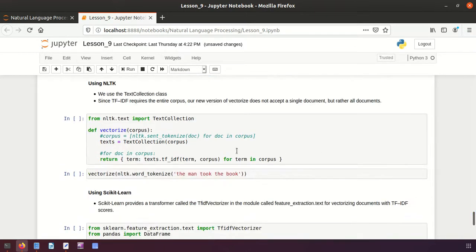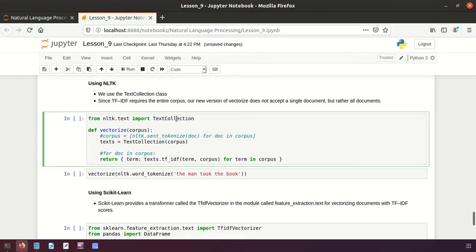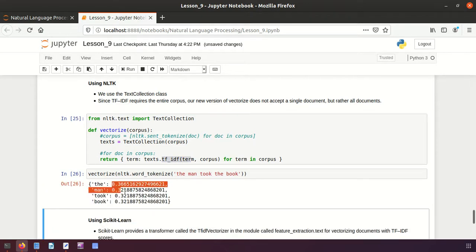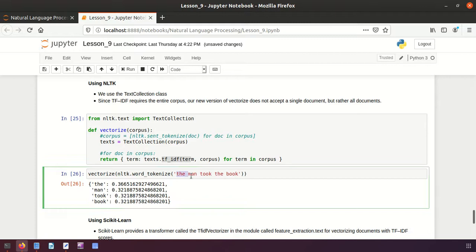So using NLTK I will be creating an object of this one, TextCollection. Here I am creating a function called vectorizer. The corpus is passed, and it is converted into a TextCollection, and then I am calling the function tf_idf, which will convert the words like this. A simple example I give here: the man took the book.